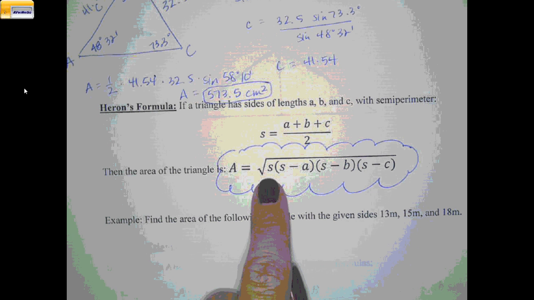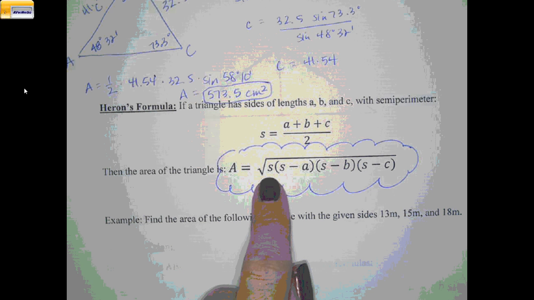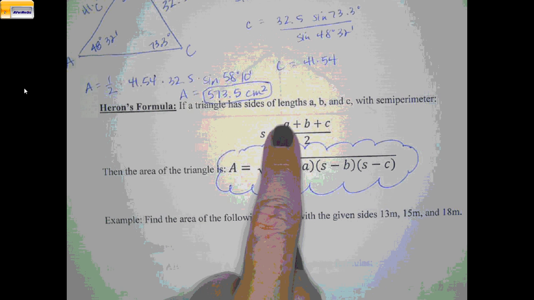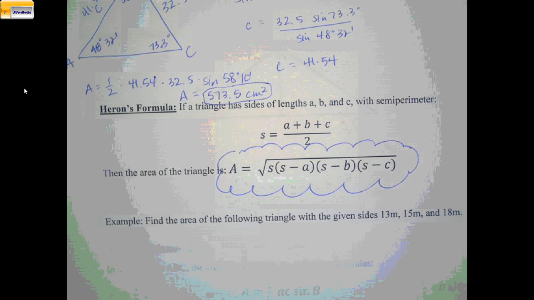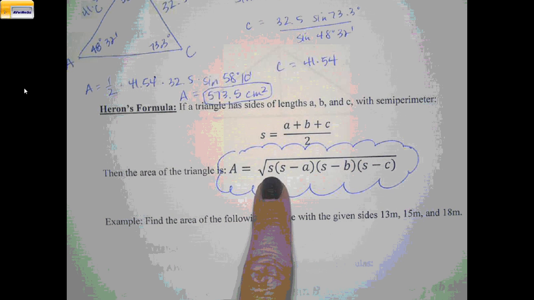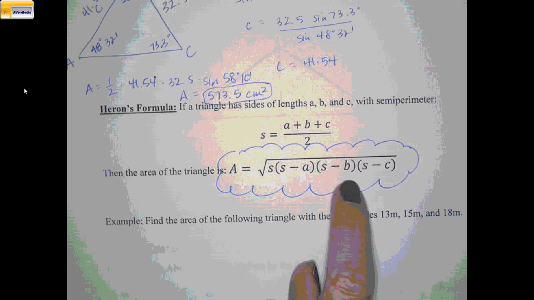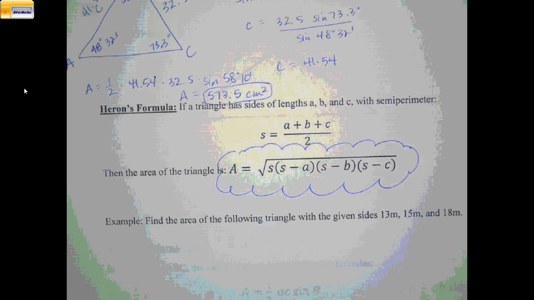And I see an S here. S stands for semi-perimeter, half the perimeter. You know how to find perimeter, A plus B plus C, half of it, divided by 2. So big old radical, and it's the semi-perimeter times S minus A times S minus B times S minus C. Don't forget the radical part, and your calculator does all that for you.